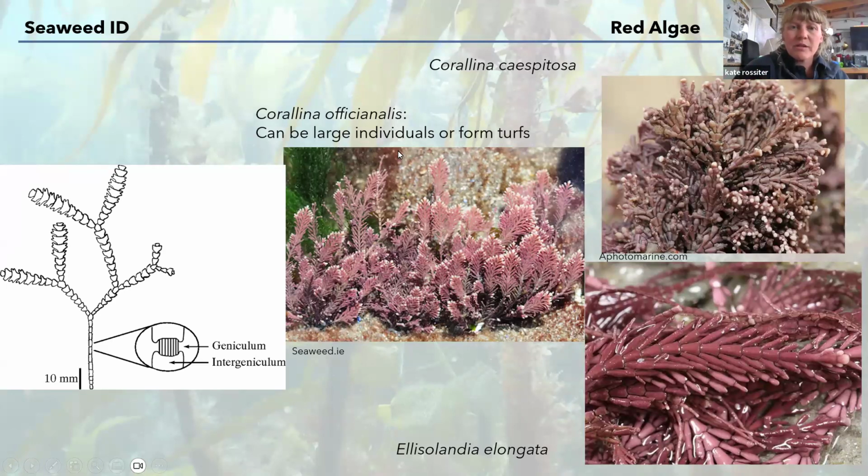They could be described in the very same way, pinnate branching, forming turfs of certain sizes. But also I believe the reproductive structures here are at the terminal ends of the branches and the pinnate structures, whereas in Corallina officinalis, I believe they're found throughout.